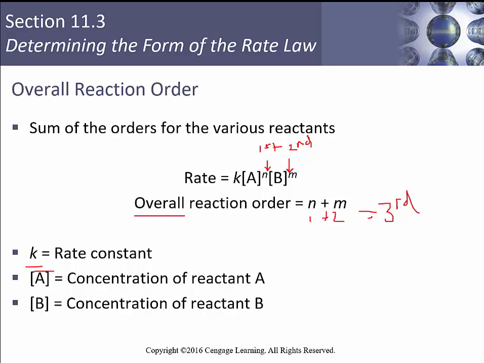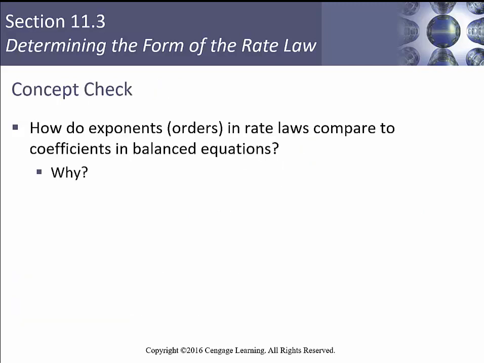What we'll see is that the units on that are going to change, but the concentration of A in square brackets is the concentration of reactant A, and the square brackets around B tell me it's the concentration of reactant B in moles per liter. All right, so let's do a quick concept check.